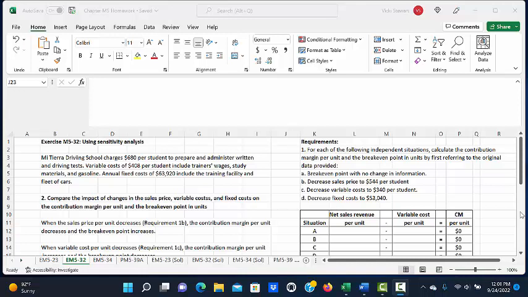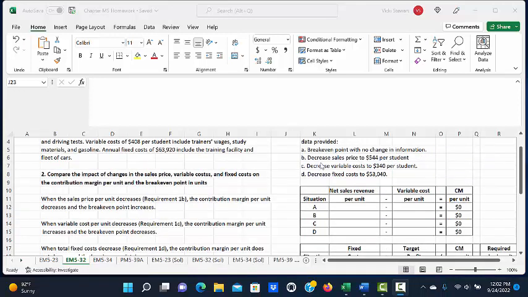Annual fixed cost of $63,920 include the training facility and fleet of cars. In the first requirement, it asks us for each of the following independent situations, calculate the contribution margin per unit and the break-even point in units by first referring to the original data provided.